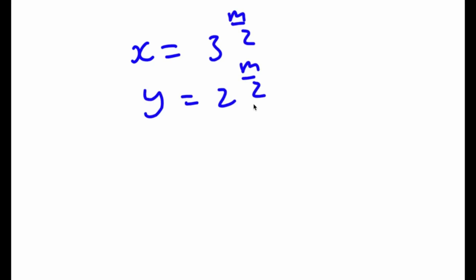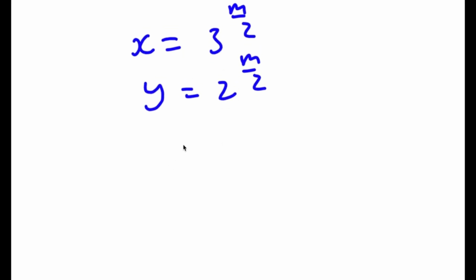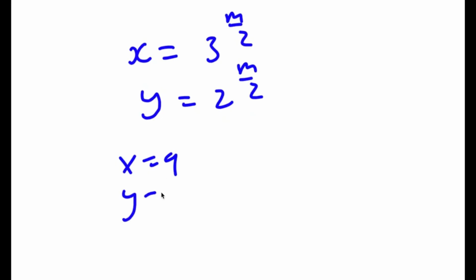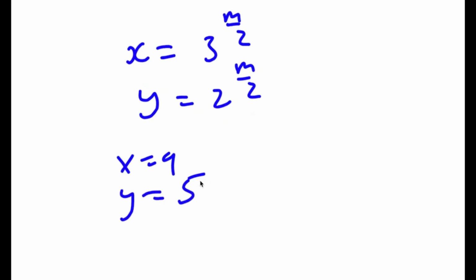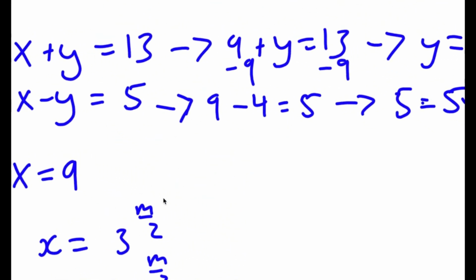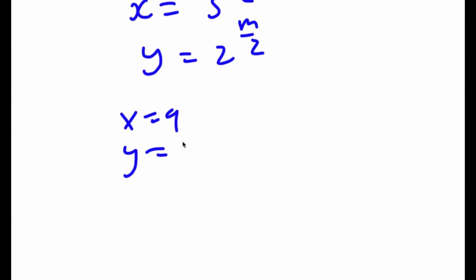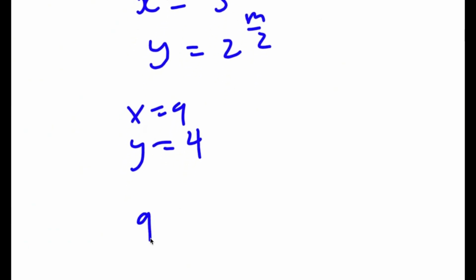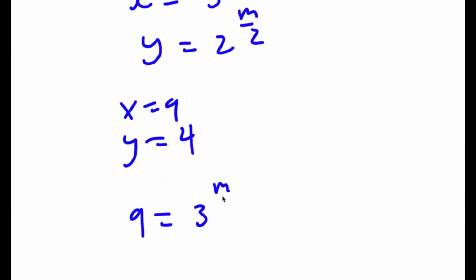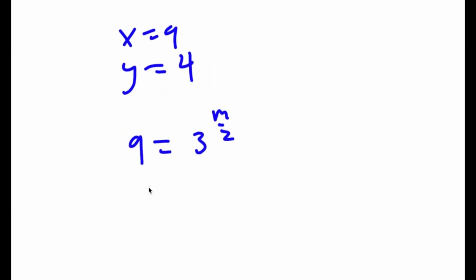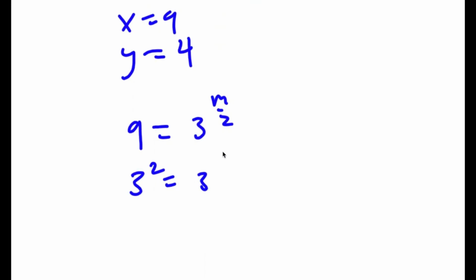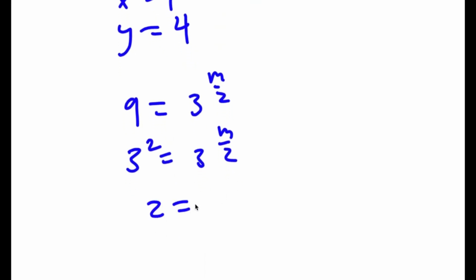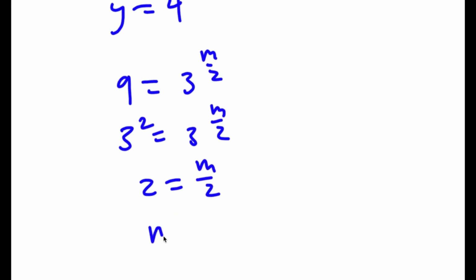So now, remember how we set x equal to 3 to the power of m over 2, and we set y equals 2 to the power of m over 2. So now x, remember this is equal to 9, and y is equal to 4. So now I have 9 is equal to 3 to the power of m over 2. And 9 here, this is the same thing as 3 squared, so I get 3 squared is equal to 3 to the power of m over 2, meaning 2 is equal to m over 2, and m is equal to 4.